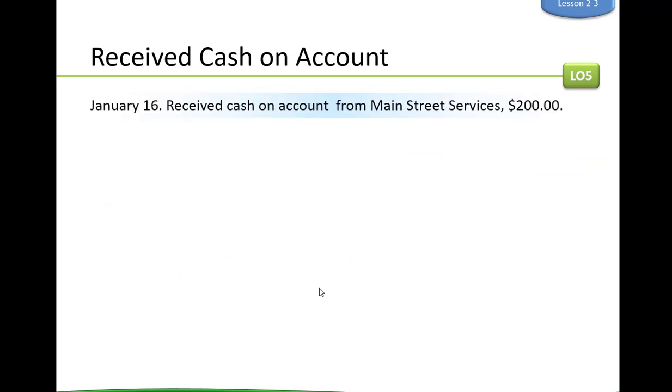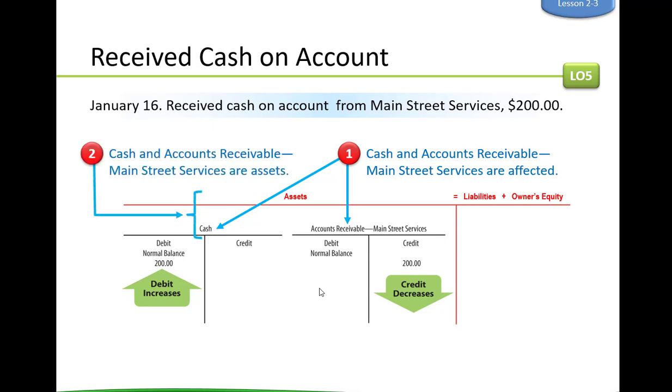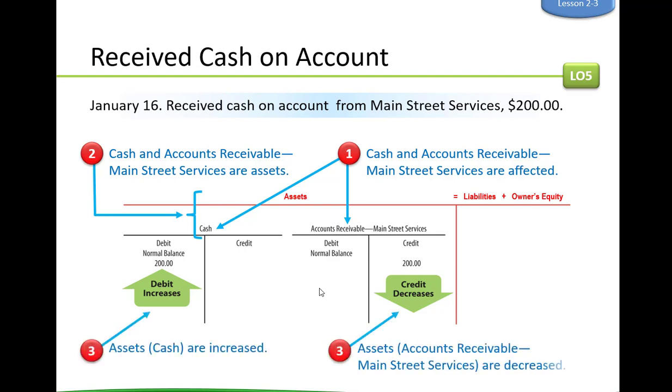And so we received cash on account from Main Street Services for $200. So they've paid off some of their debt. That means the two accounts that are affected are going to be your cash and your accounts receivable. Both of these are assets. Cash is increasing, so we are going to have a debit. At the accounts receivable, their bill is decreasing, so we are going to have a credit.